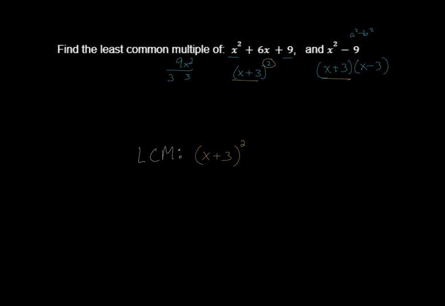And if you do have it twice in a single expression, I recommend writing it with the exponent instead of x plus 3 and x plus 3. It just makes it a little bit more clear, a little bit easier to see what the highest power is. I also see x minus 3 in the other one, so I need to include x minus 3 in my least common multiple as well. And there we go.